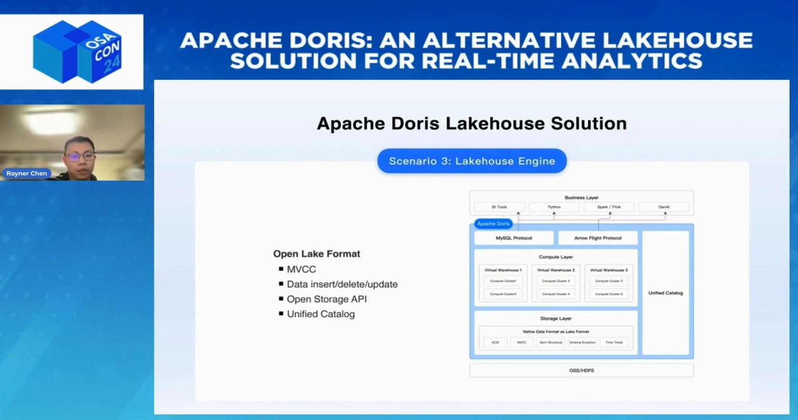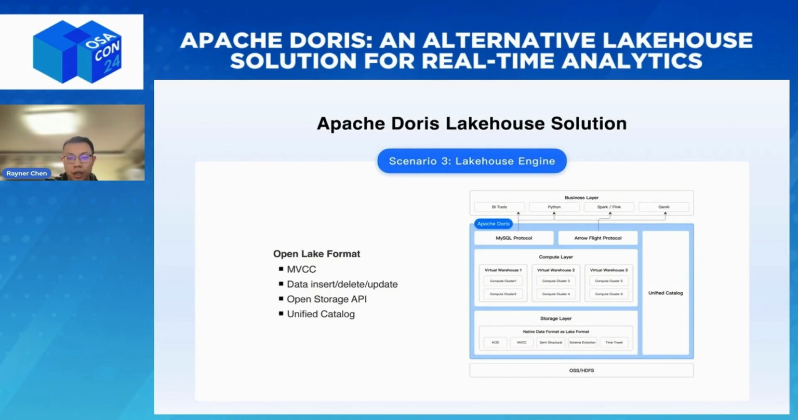And furthermore, Doris offers an open storage API based on the Arrow Flight protocol. This API enables users to efficiently access data stored in Doris with other compute engines, like Python programs, Apache Spark, and Flink, allowing data to flow seamlessly across multiple systems. These are the implementations of Doris in the Lakehouse solutions.